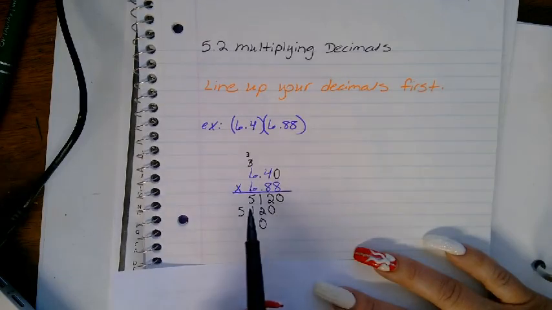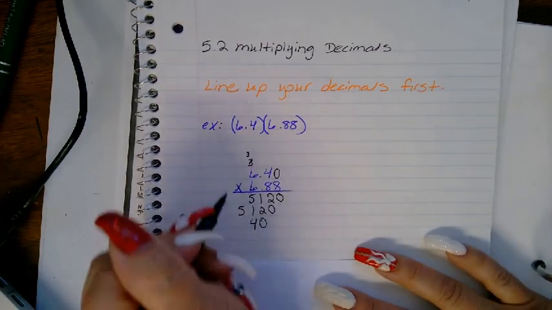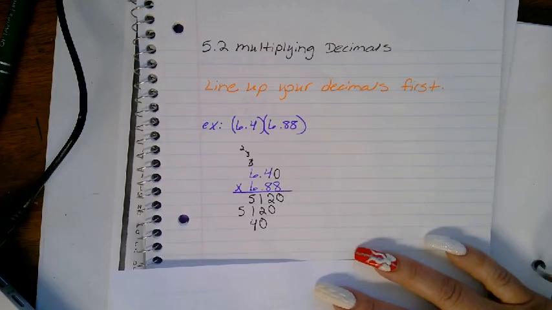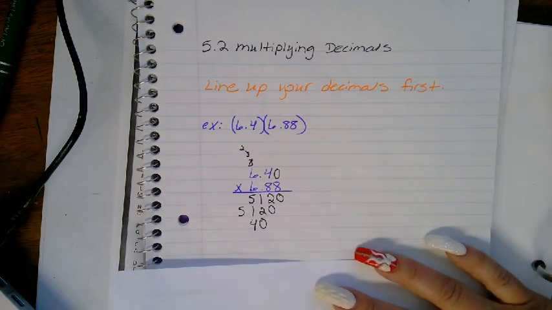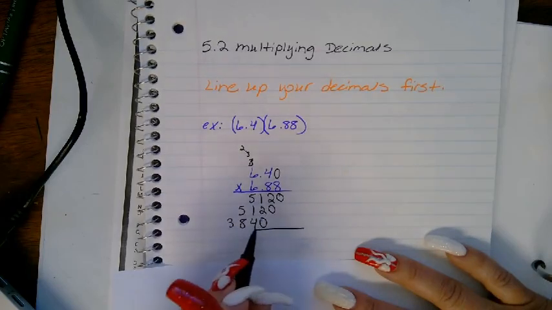All right, and then we have 6 times 4. That should give us our 24, so we have our 4. Carry the 2. Then we do 6 times 6, which gives us 36, plus 2 is 38. So now we have everything we need here.